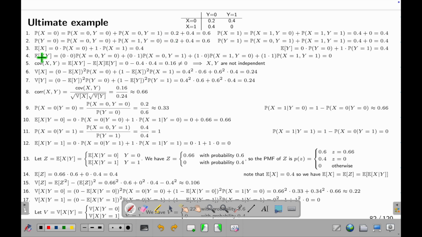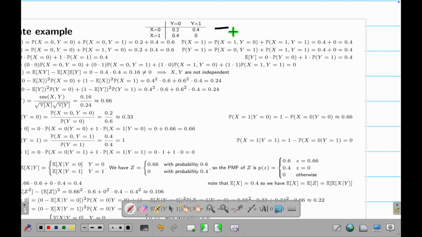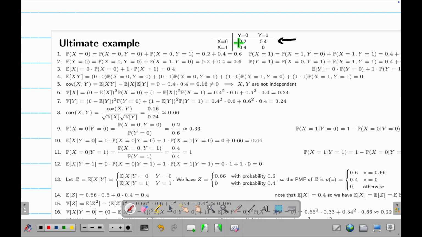Okay? Then what about EX? EX is what? No y. I don't care about y. So again, first I squeeze the table. Then if I squeeze the table, I will get a new table. This kind of problem, please always write down a new table. Don't work on this directly. Very high chance you make mistake.